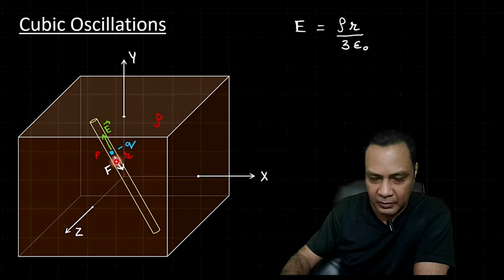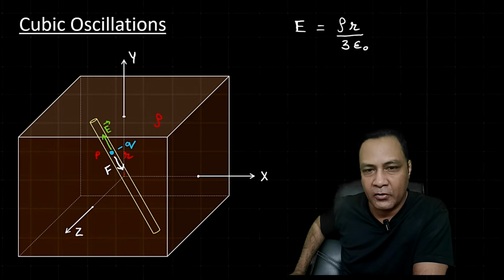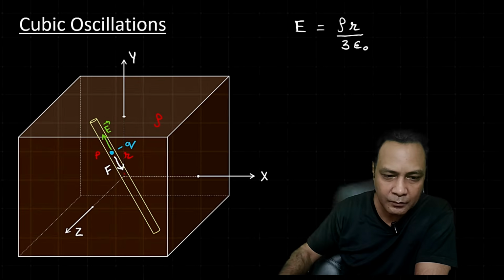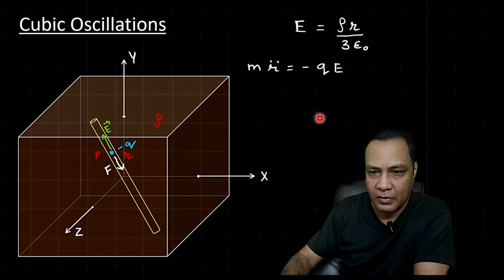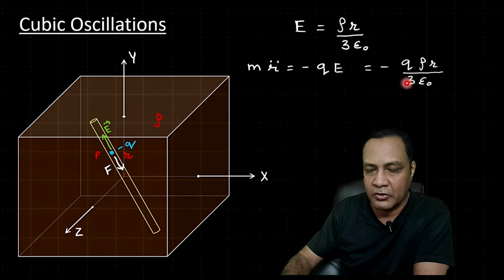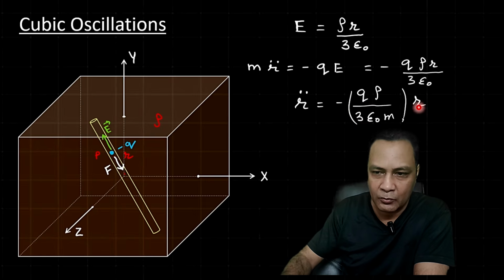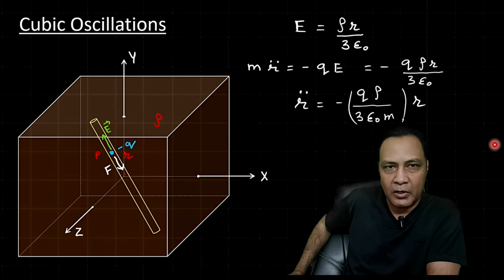Apply Newton's second law, ma is equal to F. So a is the double derivative of the position r. So m r double dot is equal to F, and that F is minus q into the electric field. Just put the value of this electric field here. So that is minus q rho r by 3 epsilon naught. So take m here. So this r double dot is minus rho q divided by 3 epsilon naught m into r. So this is the equation of simple harmonic motion.